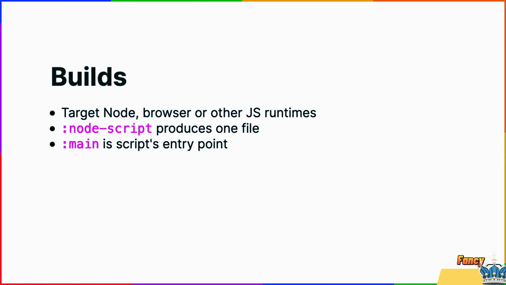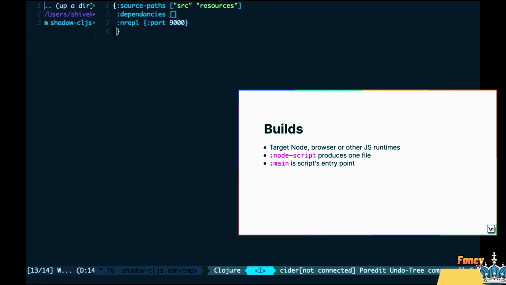Shadow can be used to target multiple JavaScript outputs. You can produce code suitable to be shipped as an NPM module, code suitable to be used in a browser, or something else. The builds option helps you configure just that. In our example, we use Shadow to produce code targeting the Node runtime, that is node-script. We also configured it to output the final build file to build/nodescript/code.js. Shadow will automatically create this directory if it doesn't exist.